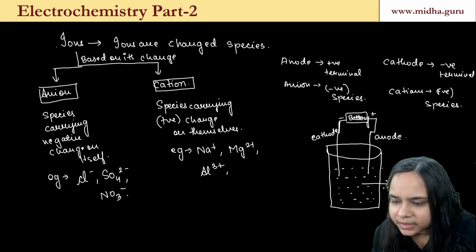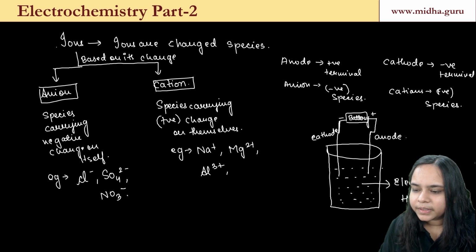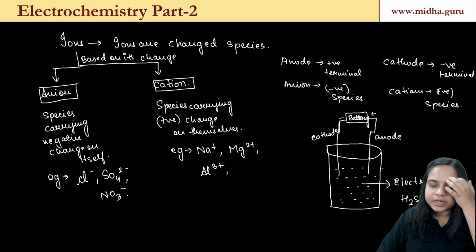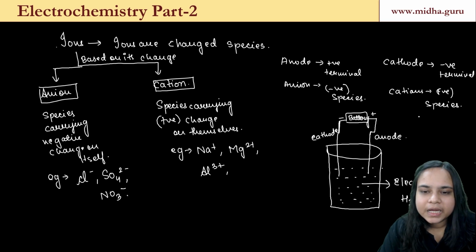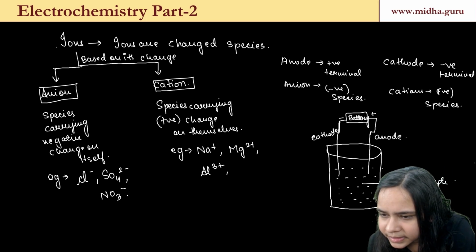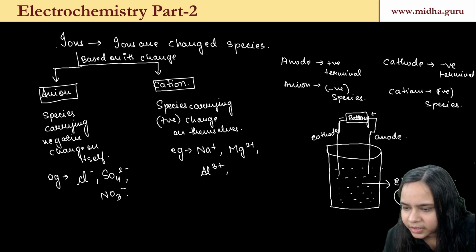Okay. So, if we take an electrolyte, let's consider we are taking H2SO4. Now, when this gets dissociated, as we have already understood in the first lecture, electrolytes are those substances which get dissociated into respective ions when we are giving them electricity. Okay, so after it is connected to the battery, it is getting that electricity, so it will get dissociated into H plus ion and SO4 2 minus.